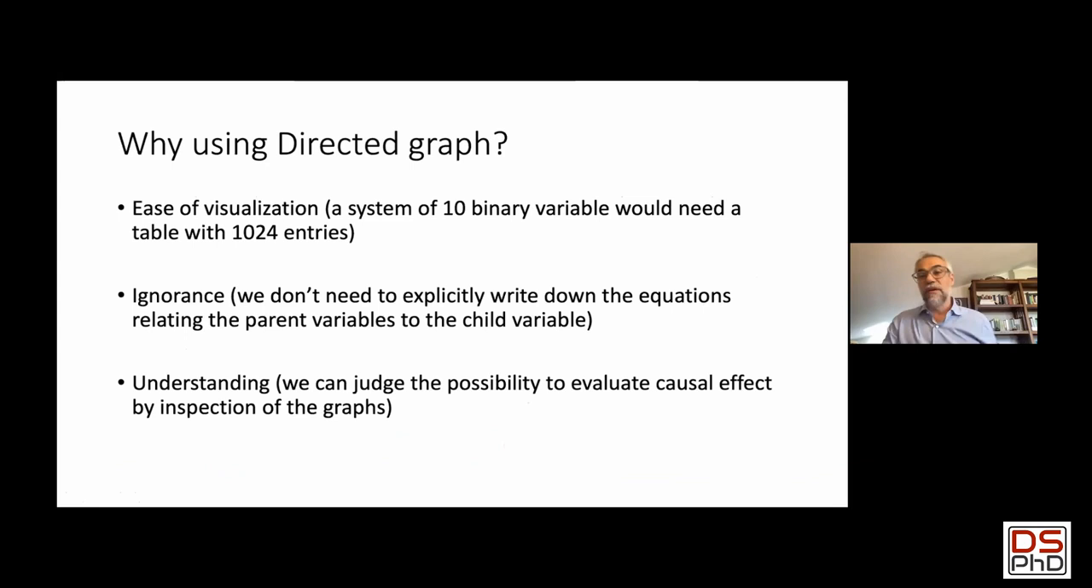Just to underline why we use directed graphs. First, of course, as we were saying, is the ease of visualization. Imagine a system with 10 binary variables. You would need a table with 1,024 entries. Not easy to visualize. Second, ignorance. We don't need to explicitly write down the equation that relates the parent variable to the child variable. We just write the probability of T conditioned on A, and we draw an arrow. That means I know that this influences that, but I don't know why.